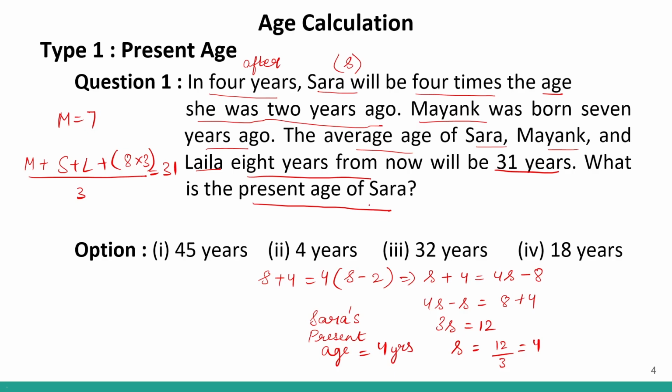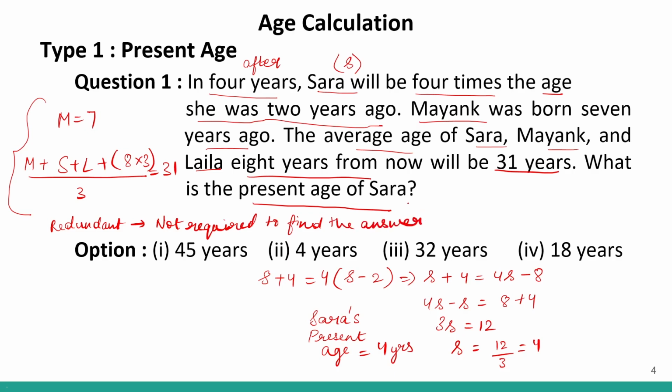So if you look at the question, this much information I can say is redundant. What do you mean by that? It is not required to find the answer. Over here, just using the sentence, in 4 years, Sarah will be 4 times the age she was 2 years ago, we were able to answer what is the present age of Sarah. That is 4 years. So should we spend time solving the entire question? Should we find the value of M and L? No, it is not required.